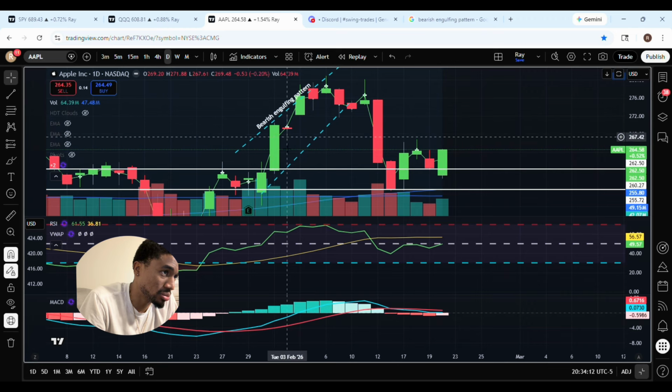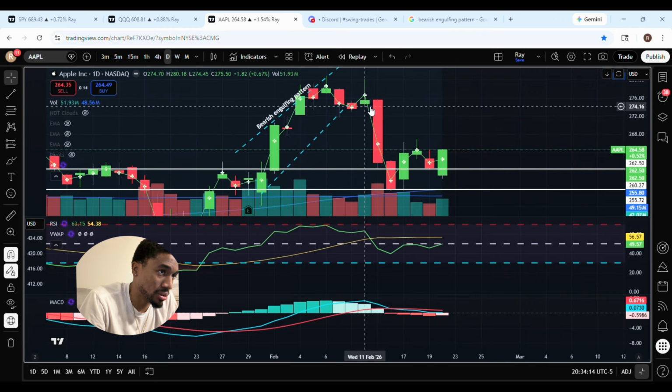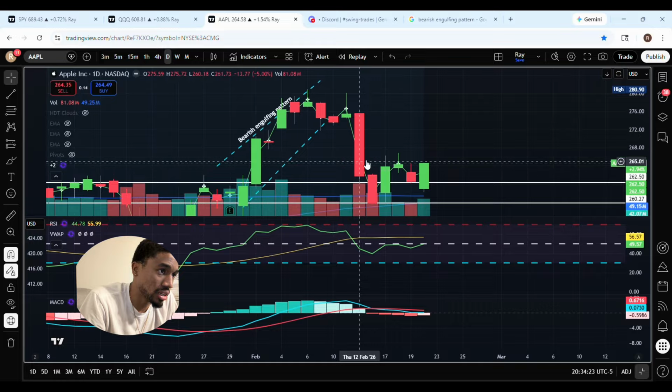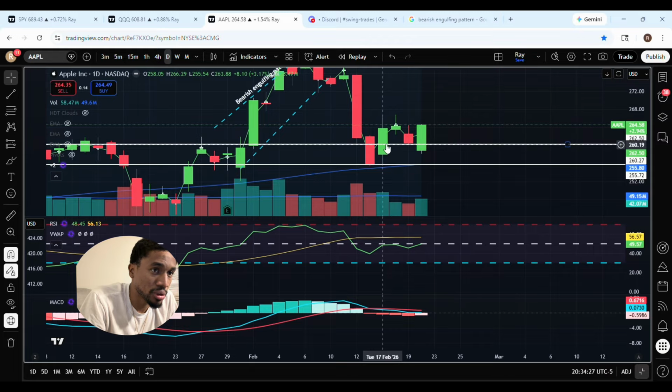As you can see, the green is bullish, we're going up. And then the previous candle, which is a bullish candle, gets engulfed by a bearish candle. So this candlestick right here engulfed the previous candle. And then what happened? We lost support at 260. We went all the way down to 255.